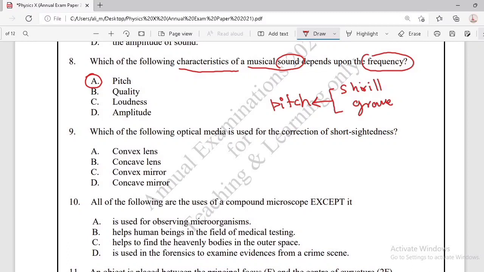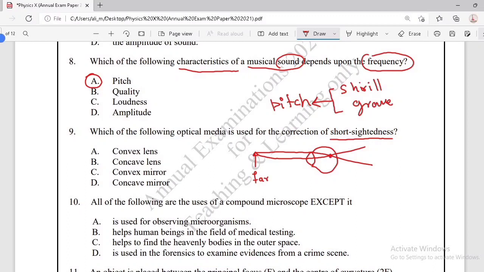Then we have question number 9. Which of the following optical media is used to correct the short-sighted person? Short-sightedness is the condition in which the image of a far object is formed in front of the retina. For example, this is the eyeball, and for the person seeing the far object, the image is formed in front of the retina. So this is the diagram for the short-sighted person when seeing the far object.